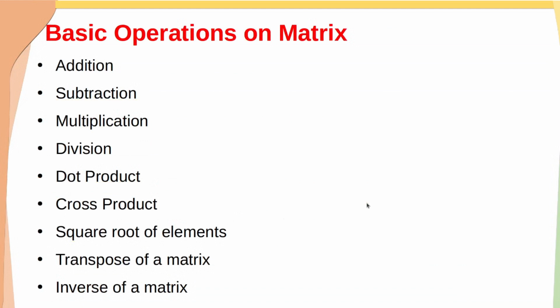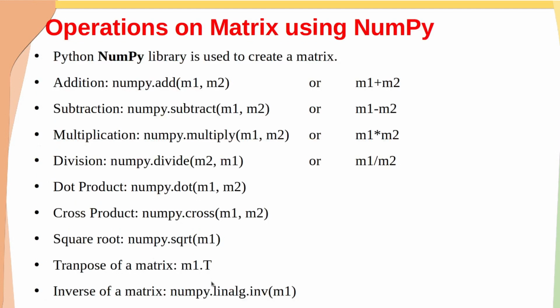So these are some of the basic operations on matrix: addition, subtraction, multiplication, division, dot product, cross product. If you represent a vector in a matrix form, you can go through the dot product of matrices, cross product of matrices. You can find the square root of elements, the transpose of a matrix, and even the inverse of a matrix. These are some of the basic operations. So how do we perform these operations?